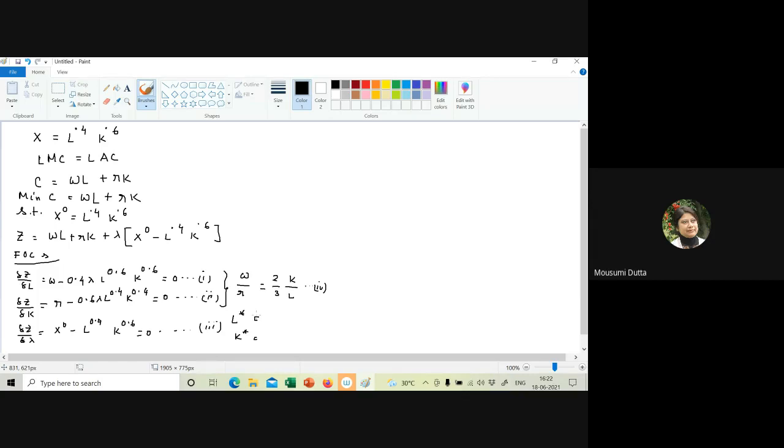Once you get the value, get the value of L star and K star, please tell me the value. It will be in terms of x naught, R and omega, or W, whatever. In terms of the parameters of the model.